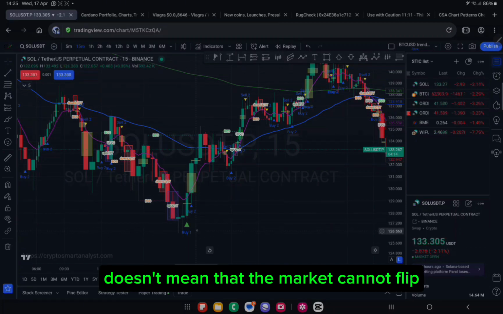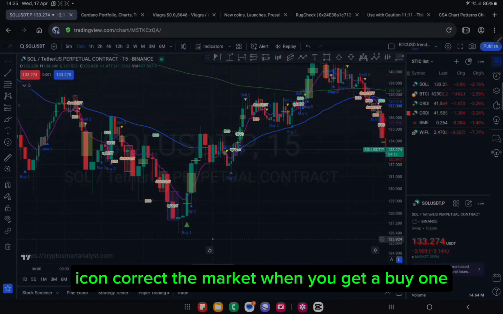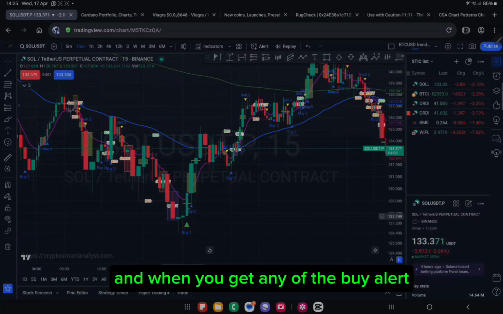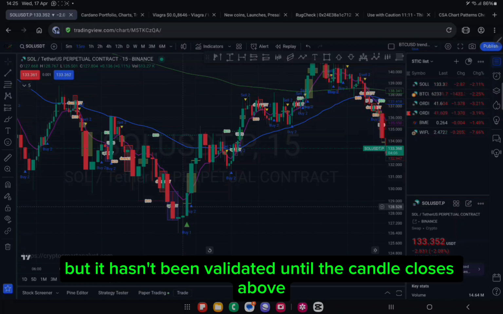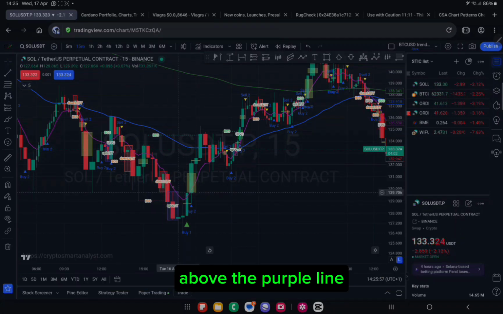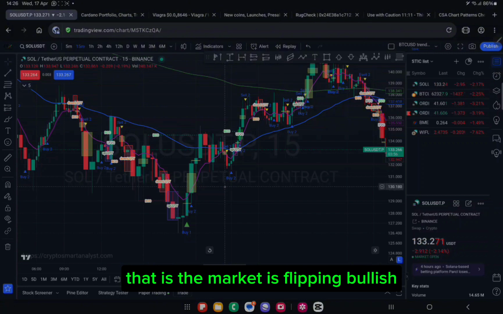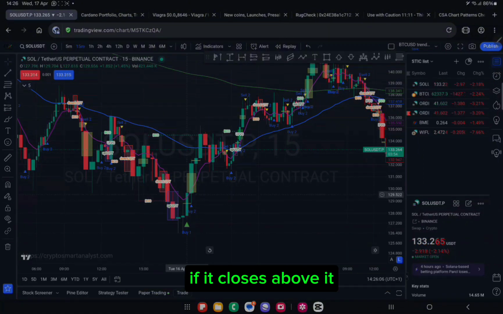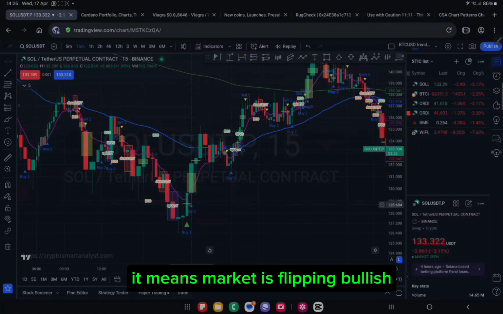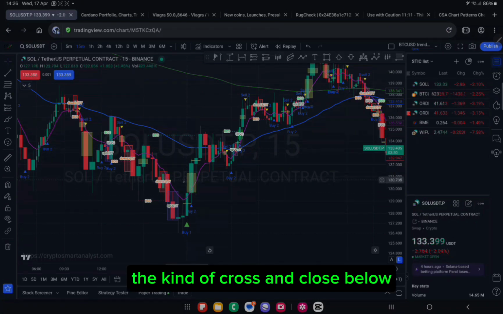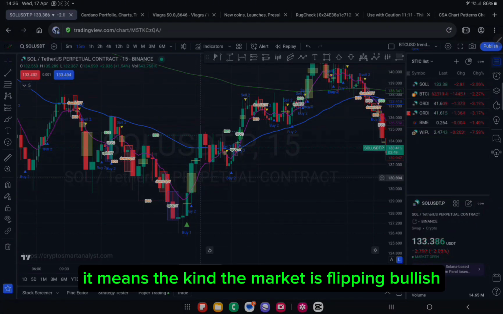That you get a buy one doesn't mean that the market cannot flip and correct. When you get a buy one, and when you get any of the buy alerts, it hasn't been validated until the candle closes above the purple line. The purple line is the market flip trigger line. That is, the market is flipping bullish. If it closes above it, it means market is flipping bullish. If the candle crosses and closes below it, it means the market is flipping bearish.